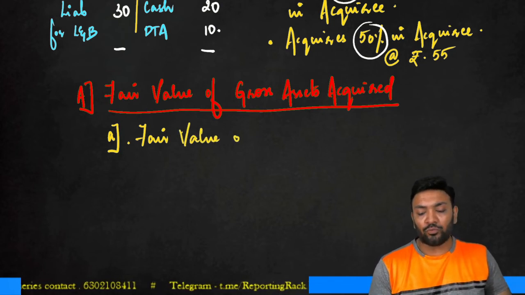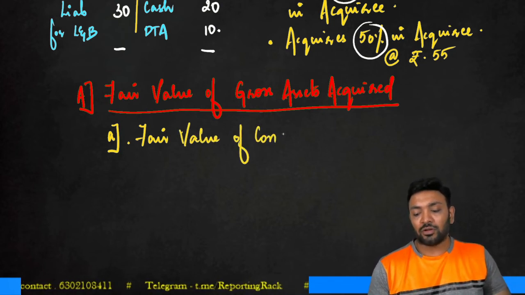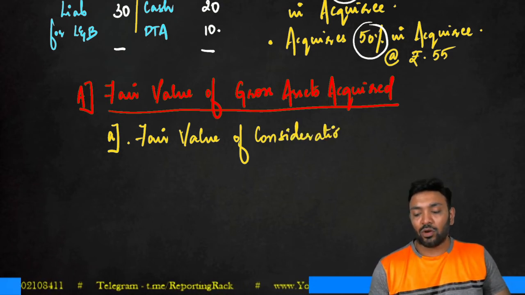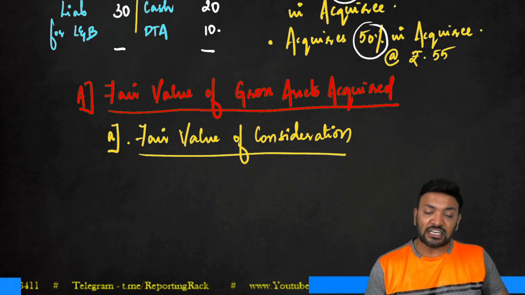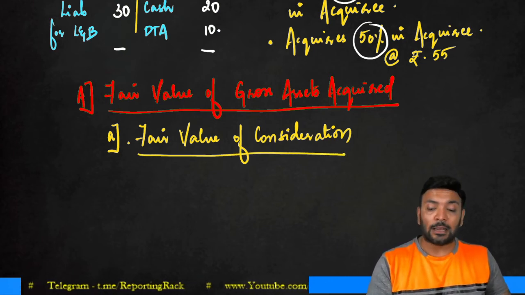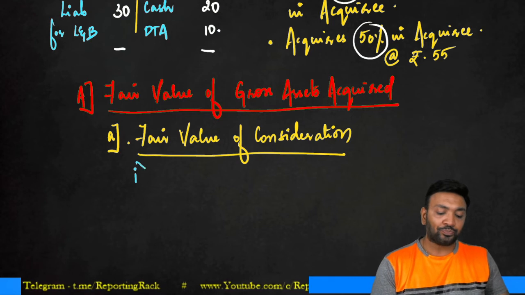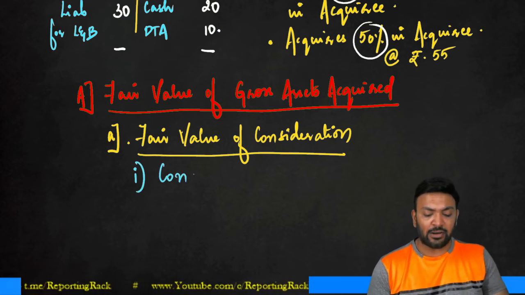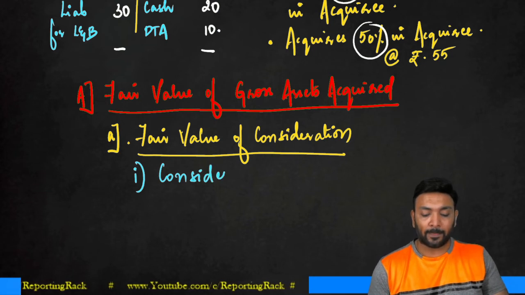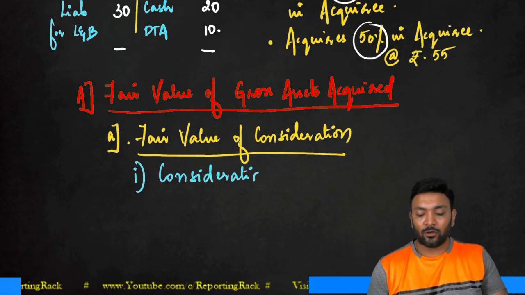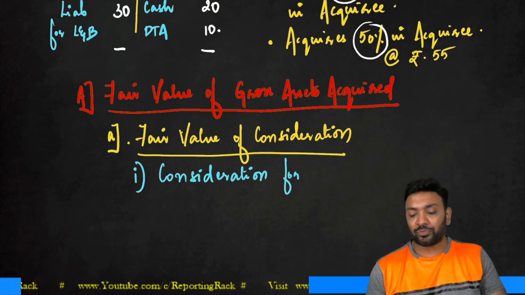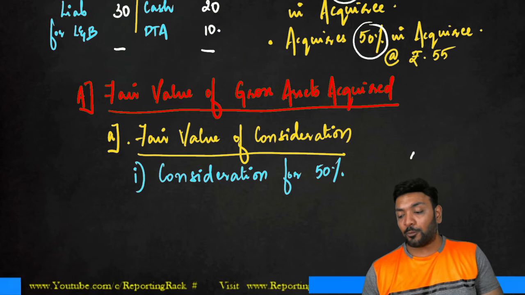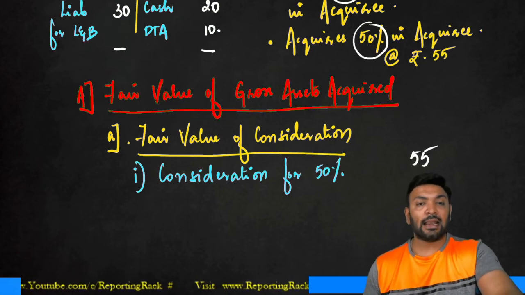Fair value of consideration. How do I determine fair value of consideration? Again, I broke it down into three parts. First one is your consideration. For 50%, how much did I pay for 50%? I paid 55 rupees for 50%, correct?